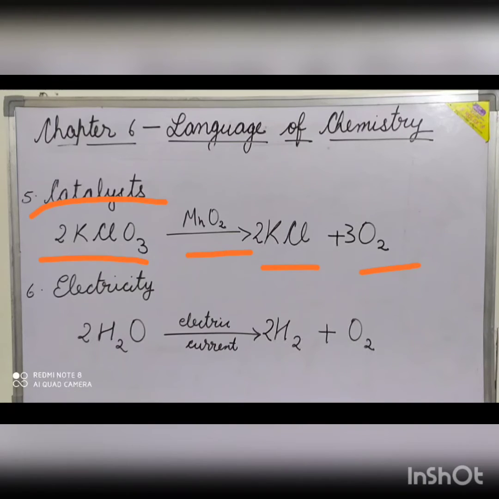The next condition for a reaction to take place is electricity. Many chemical changes happen only when an electric current is passed through the reactants. For example, water decomposes into hydrogen and oxygen only when electric current is passed through it.